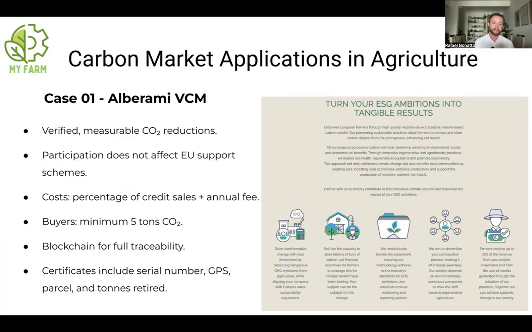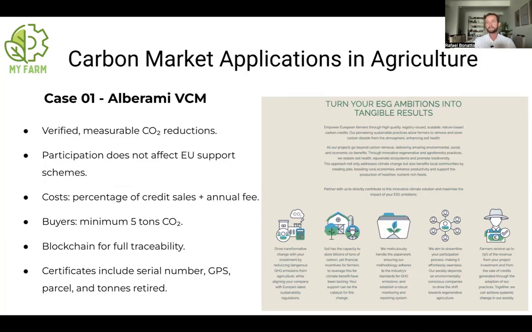Okay. For the buyers, they guarantee a minimum of 6 tons of carbon dioxide. As I mentioned during the second slide, they use a blockchain for full traceability. Remember, the blockchain system guarantees that you can follow the step-by-step of the system, that you don't lose information on the track, and you keep it encrypted, protected from someone who might invade the system and steal the data, or you might lose the data, like hackers. And the very last one, certificates include serial number, GPS, parcel, and tons retired.